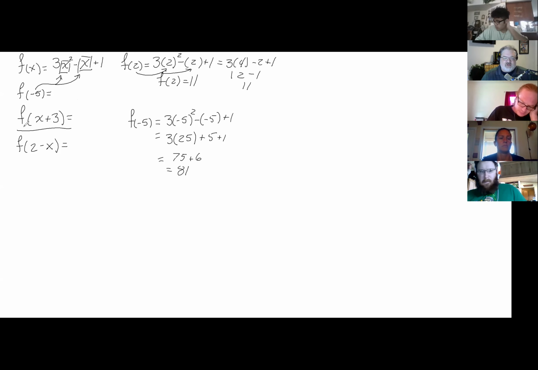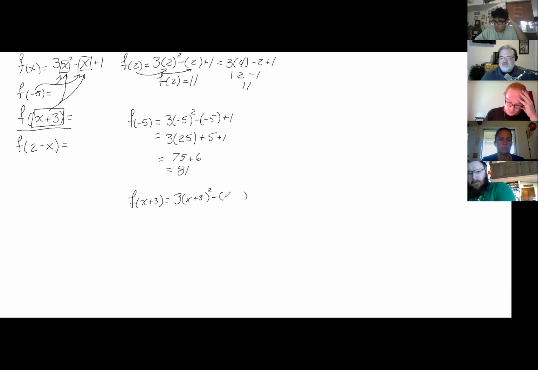So here we're being told a similar thing. Take the function f, and where its independent variable is, put x plus 3. So that expression, x plus 3, is going to go in for those x's. So f at x plus 3 is going to become 3 times that argument. So 3 times x plus 3 squared minus that argument, because that's where our x's are. So it's going to become x plus 3, and then plus the 1.